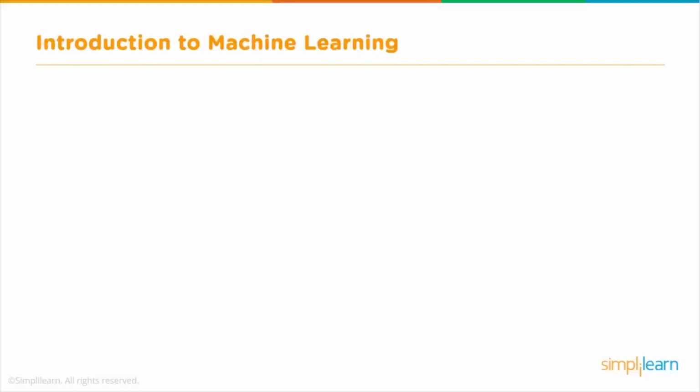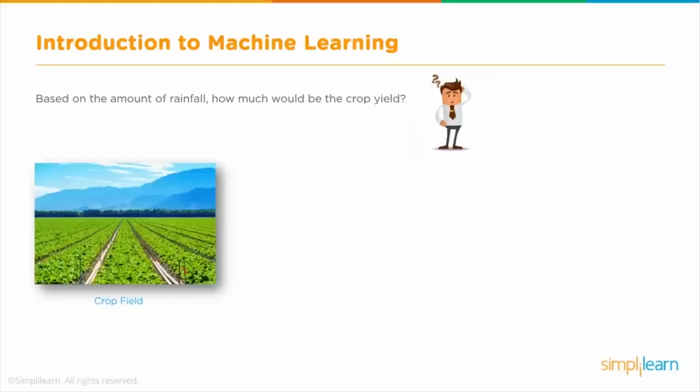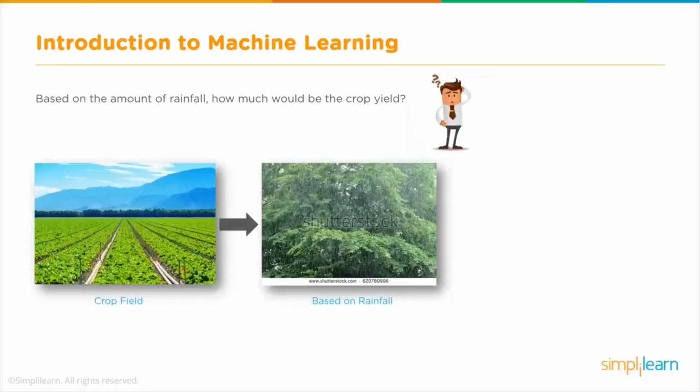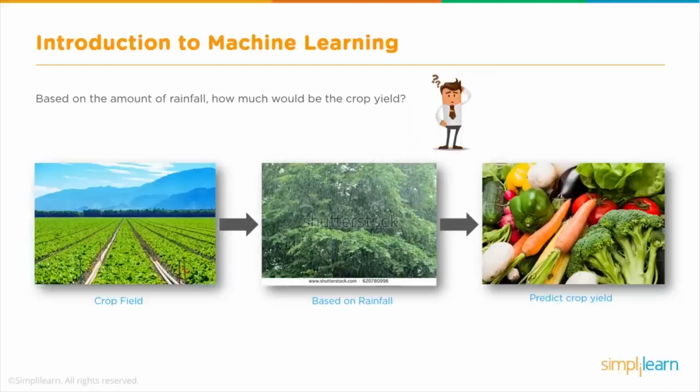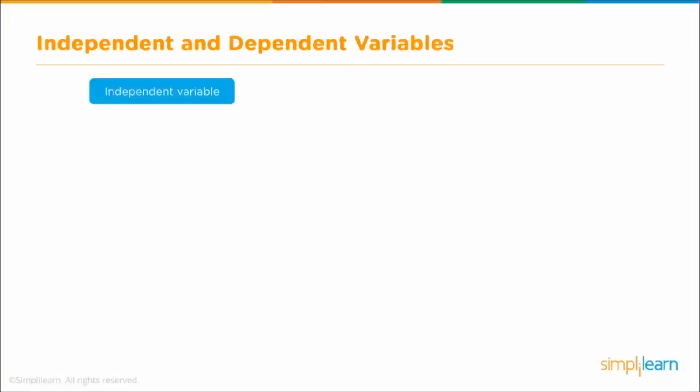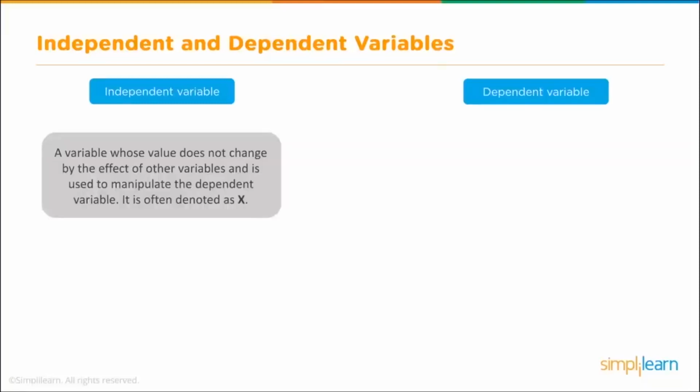Let's look at another example of machine learning. Based on the amount of rainfall, how much would be the crop yield? So here we have our crops, we have our rainfall, and we want to know how much we're going to get from our crops this year. So we're going to introduce two variables, independent and dependent. The independent variable is a variable whose value does not change by the effect of other variables and is used to manipulate the dependent variable.